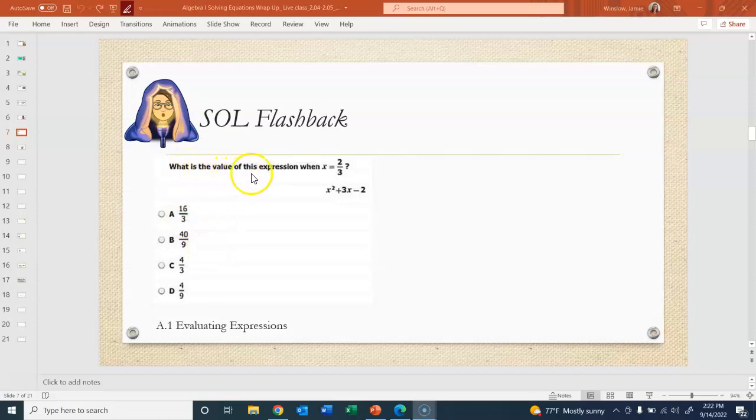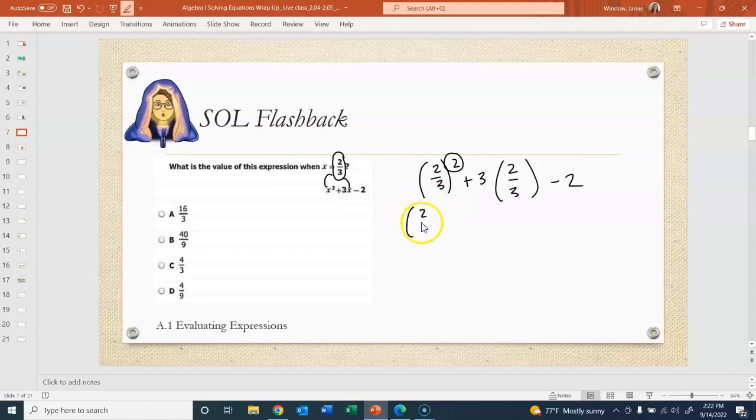It says, what is the value of this expression when x equals 2/3? So we're going to take that x value and plug it in everywhere we see an x. So this is called substitution. And don't forget, you can use your Desmos graphing calculator if you'd like to simplify this. We can also do it by hand. This little 2 is our exponent, so that means we're going to square it. We're going to write it 2 times.